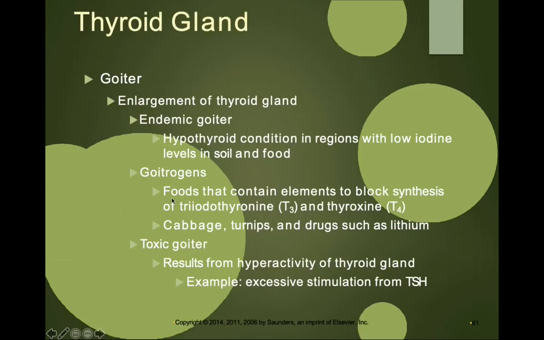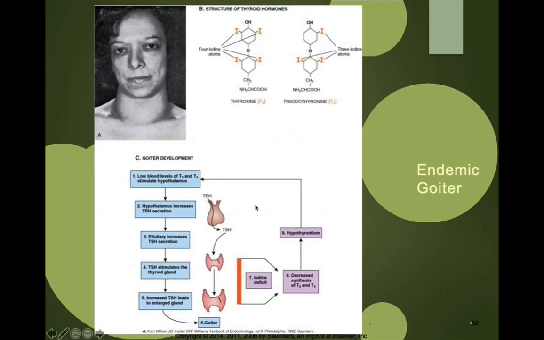There are goitrogens. These are certain foods that contain elements that block the synthesis of T3 and T4: cabbage, turnips, and even certain medications such as lithium. Toxic goiter results from hyperactivity of the thyroid, so something that's creating an excessive stimulation from TSH, thyroid stimulating hormone. So here is a person that has an enlarged neck because the thyroid is full.